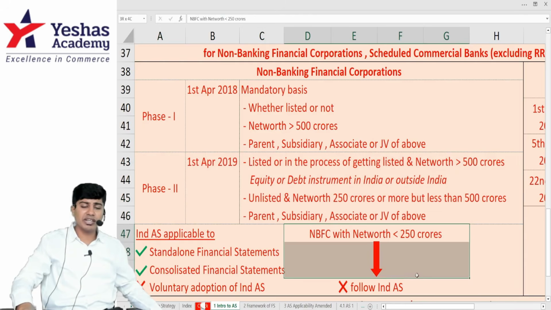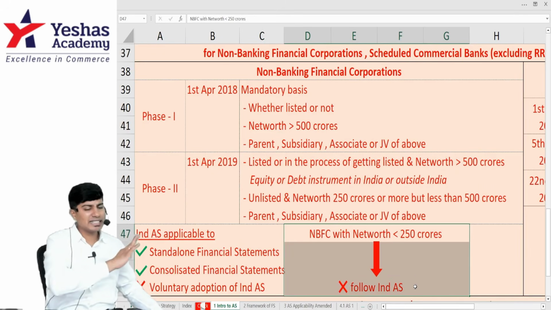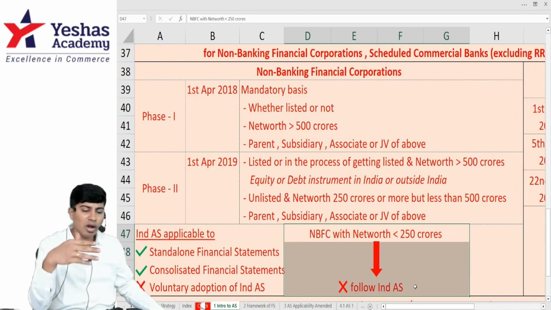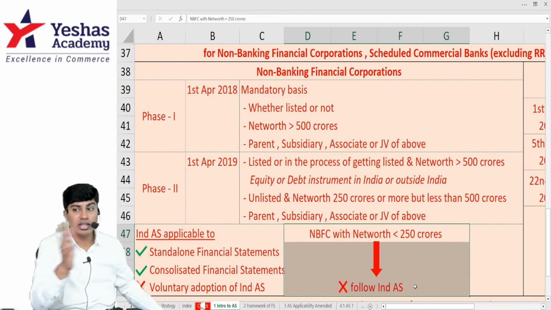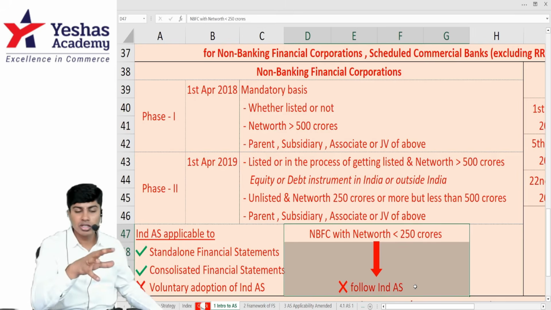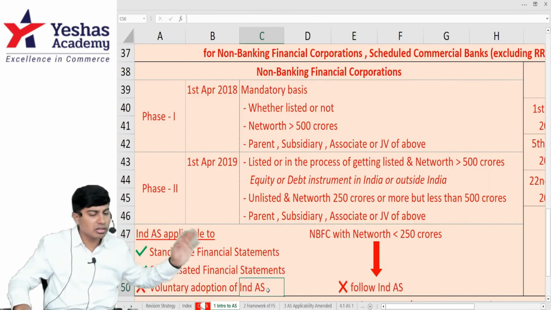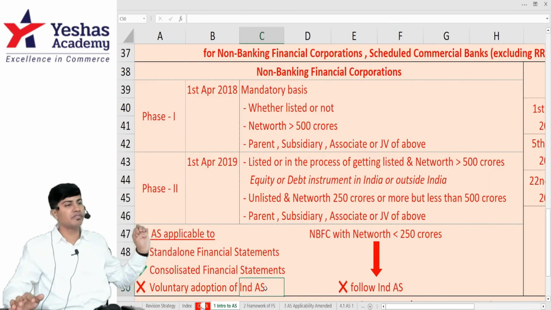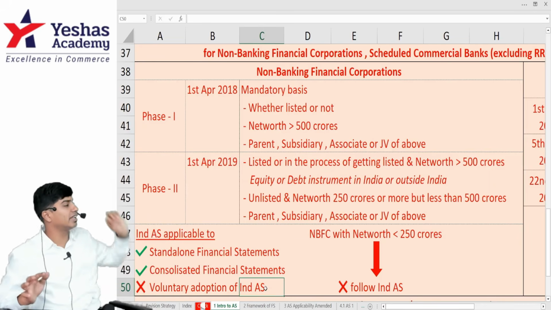And if NBFC's net worth is less than 250 crores, it doesn't have to follow Ind AS. Voluntarily, can it follow Ind AS? No. Ind AS is not allowed on a voluntary basis for NBFC. NBFCs and banks are very closely monitored by RBI. They can't do anything voluntarily. It has to be always under the supervision of the government. Voluntary option of adopting Ind AS is not available to NBFCs. That is only available to other than NBFC.